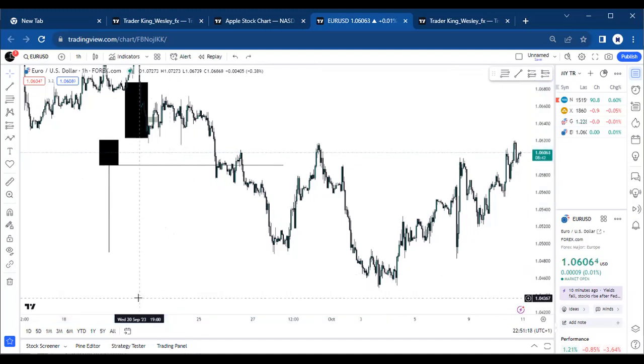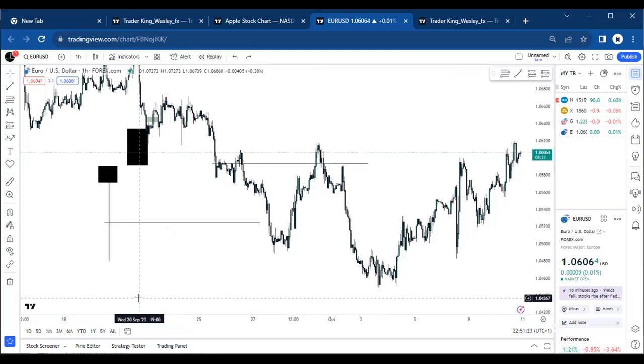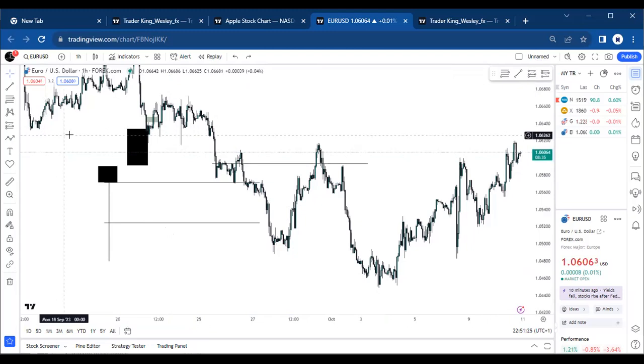So enough of the illustrations, let's dive into a real chart and look for an example of what I'm actually trying to say right here.